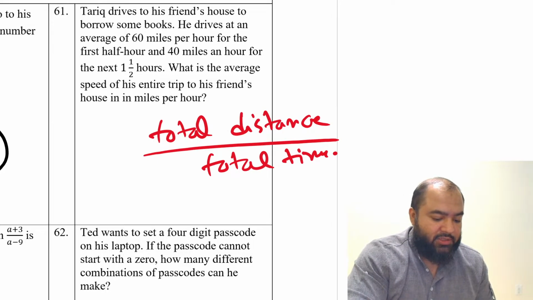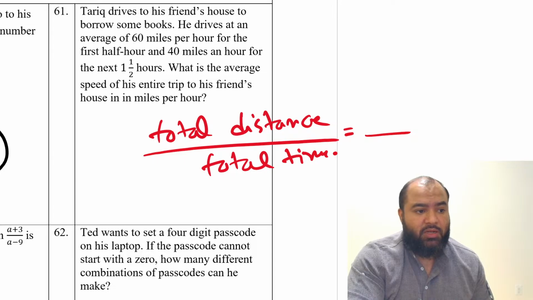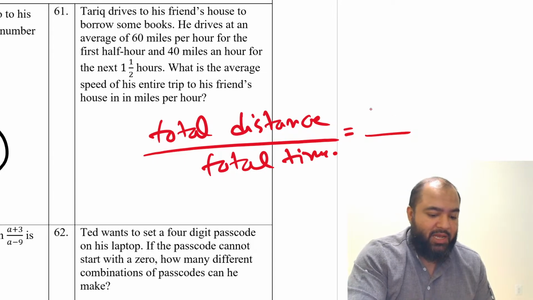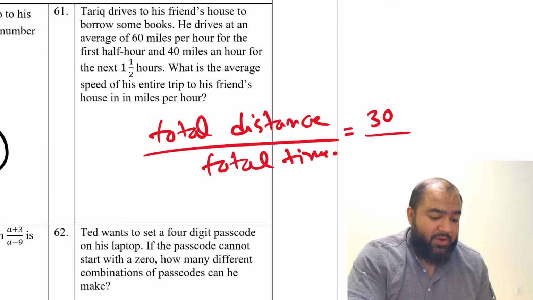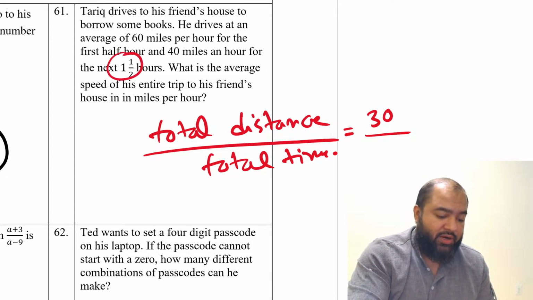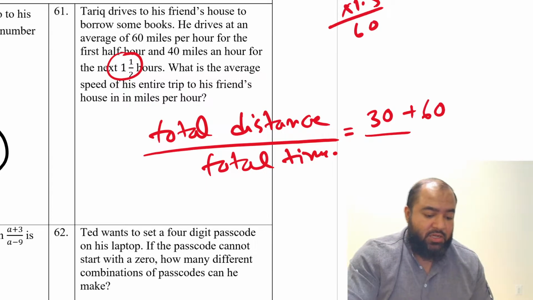Okay, now total distance was 60 miles per hour for the first half hour. So half an hour will be 30 miles, right? If 60 miles per hour. And 40 miles an hour for the next 1.5 hours. So that's how long? Like 40 miles per hour, so 20 miles half an hour. So 1.5 will be 60 miles. If you do like 40 times 1.5, that you can do as well.